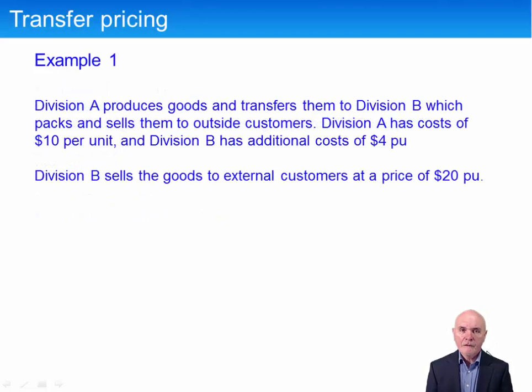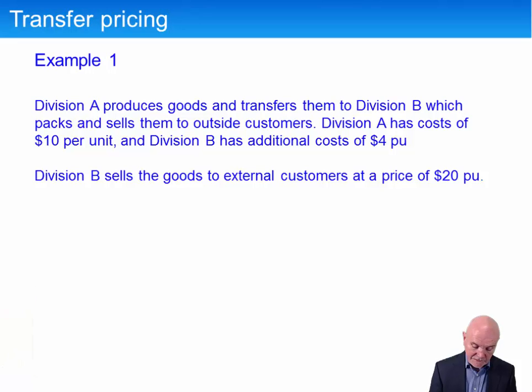Example 1. And all of these examples are taken from your notes. So here we have Division A produces goods, transfers them to Division B, which packs them and sells them on to the public. Division A has its own costs of 10. Division B has its own costs of 4. And they sell to the public at 20. There is no mention yet of what a transfer price might be. I will just play around with various little scenarios just to get used to the shape of it.